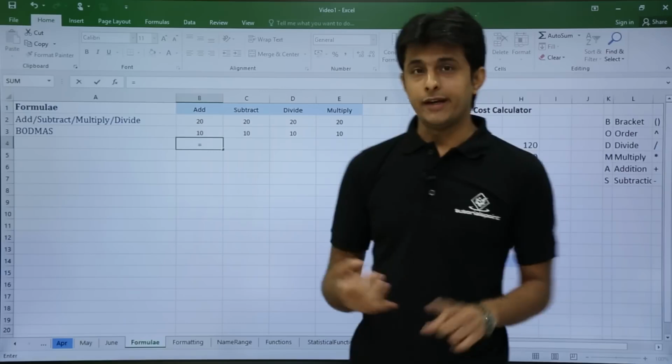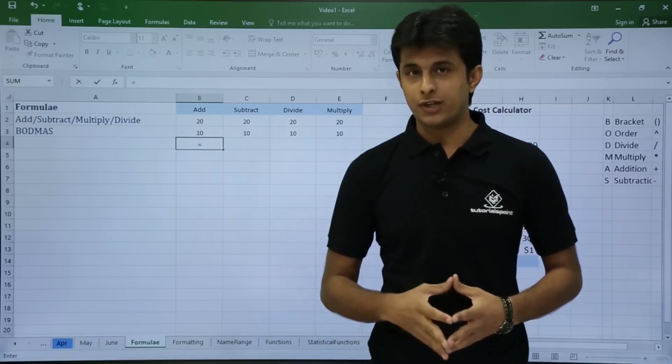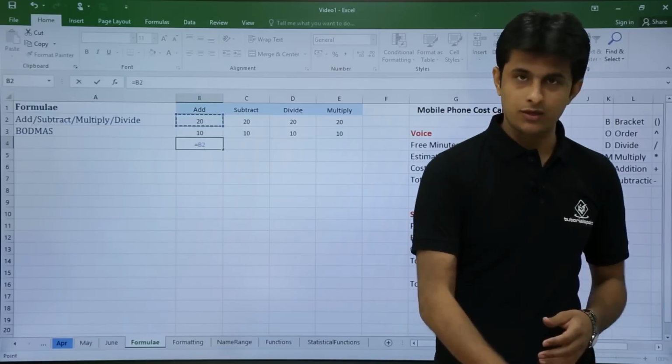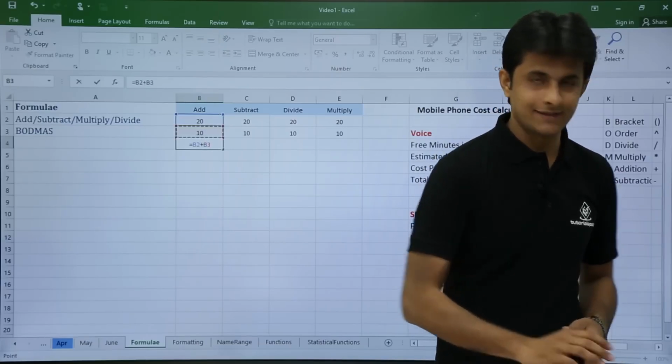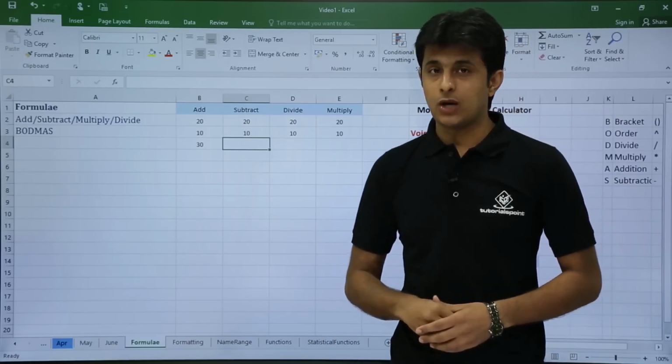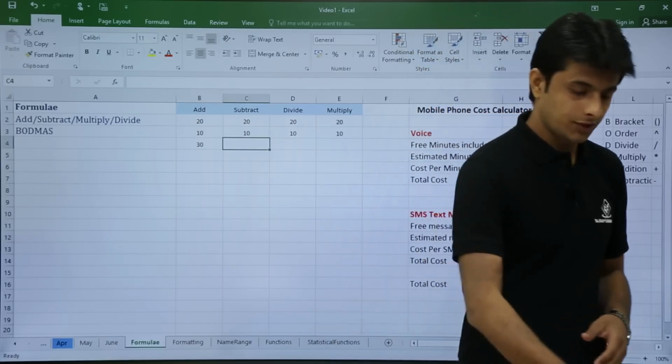For subtraction, I'll use equal to first cell number, that is a bigger number, minus smaller number, and I'll get the answer as 10, which is simple. Again, the answer is correct. Suppose I want to use the other one. I want to subtract the smaller number from the bigger number. Suppose I want to subtract a bigger number from the smaller number.